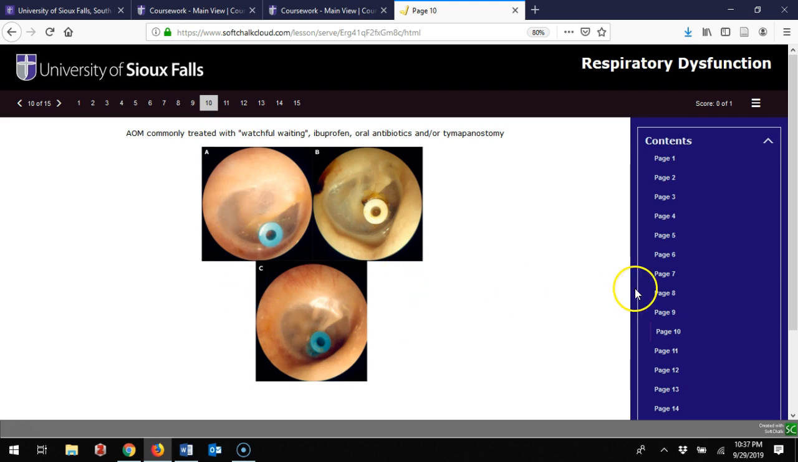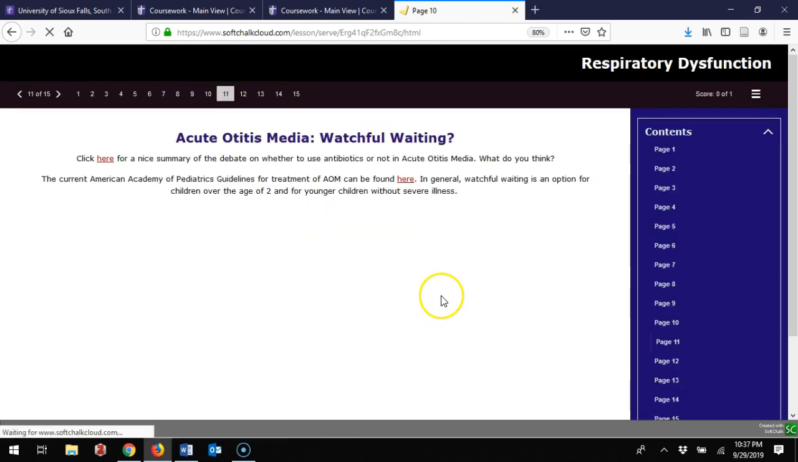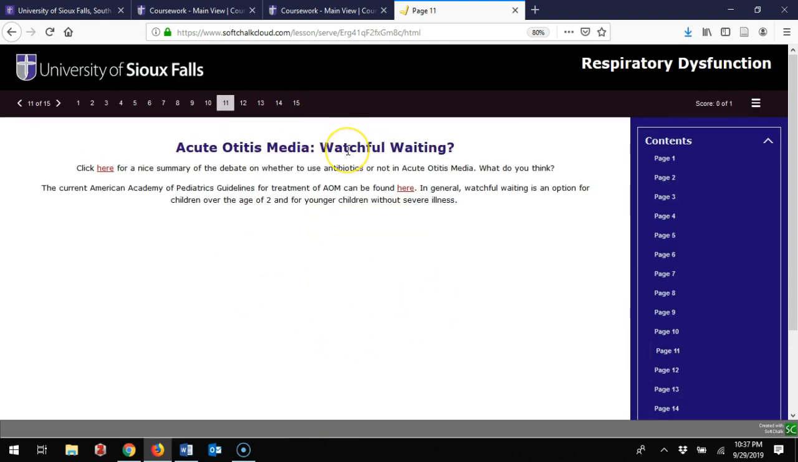One of the most difficult things about otitis media is, of course, not those two that you saw on the previous slide, because those are pretty self-explanatory, but there's a gradient in between there. And when you start talking to different providers, some of them will treat things differently depending on how they view the ear. So one of the big things we can do would be watchful waiting. So here's a nice review and a nice summary of it for you.